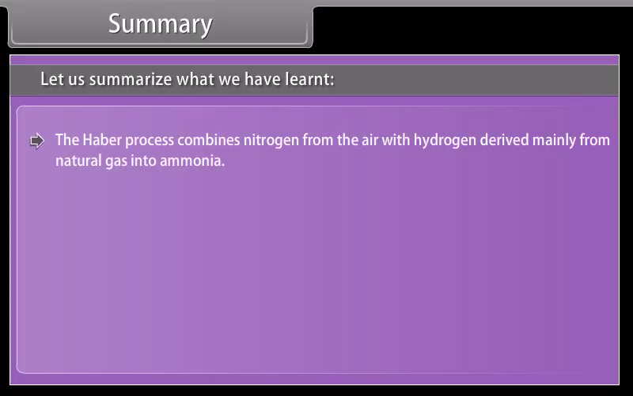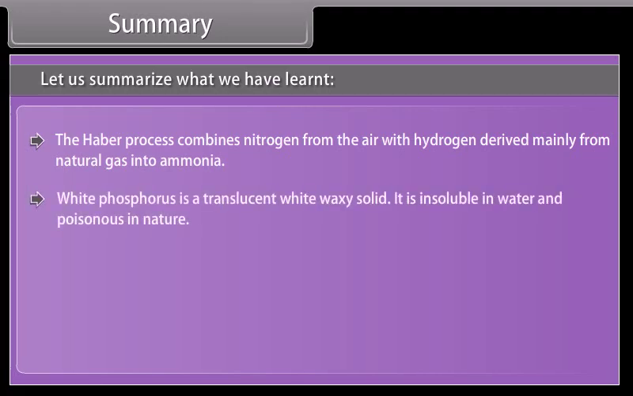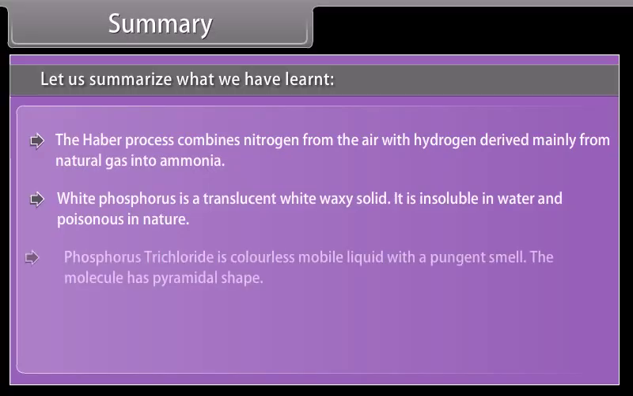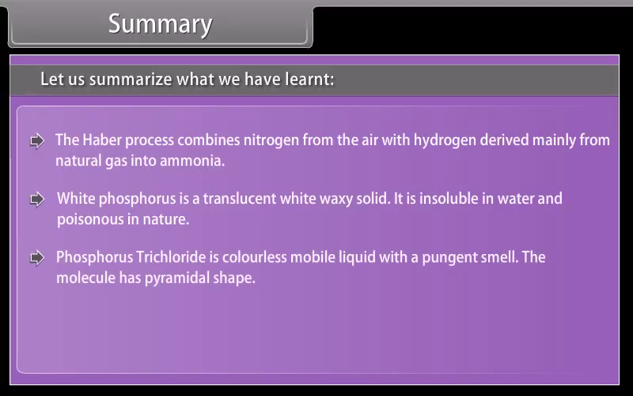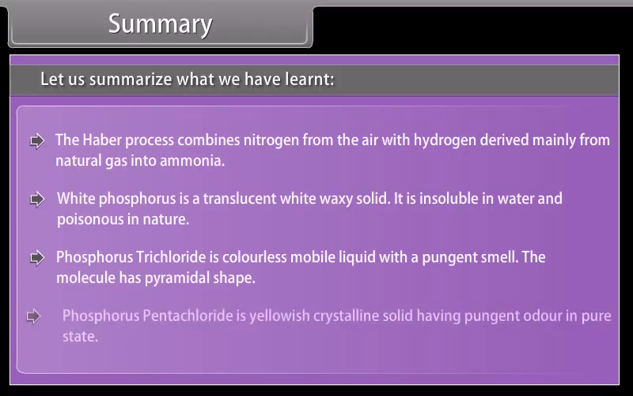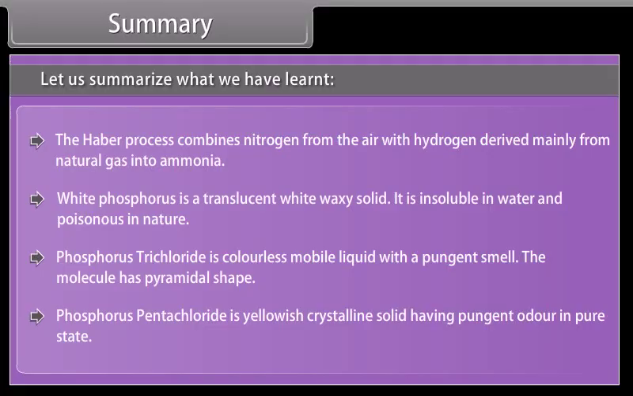The Haber process combines nitrogen from air with hydrogen derived mainly from natural gas into ammonia. White phosphorus is a translucent white waxy solid. It is insoluble in water and poisonous in nature. Phosphorus trichloride is a colorless mobile liquid with a pungent smell. The molecule has pyramidal shape. Phosphorus pentachloride is a yellowish crystalline solid having pungent odor in pure state.